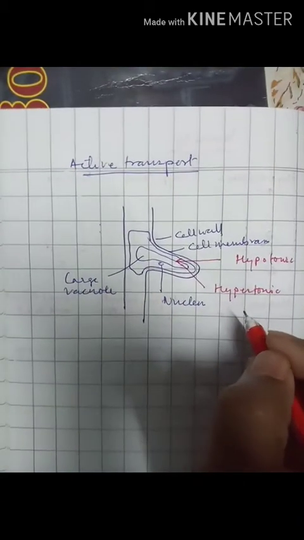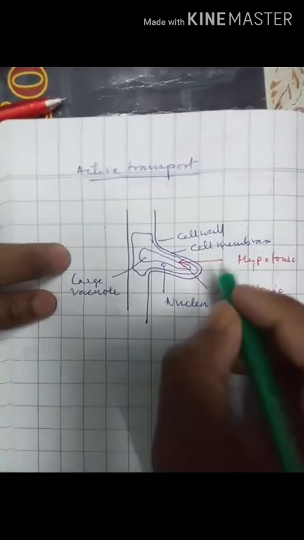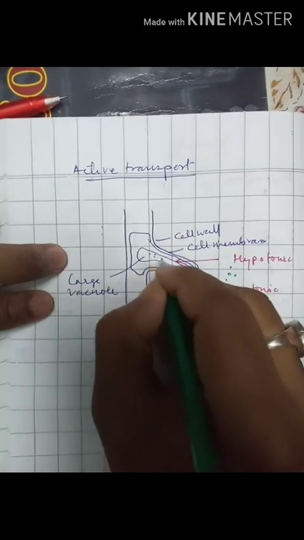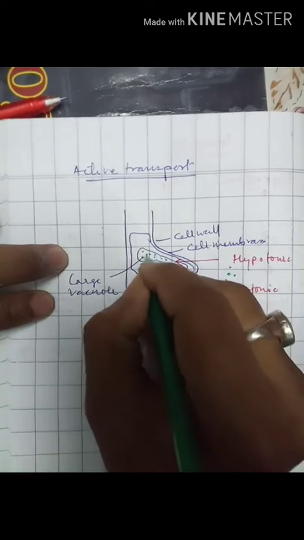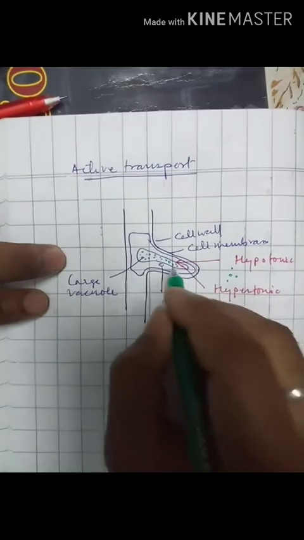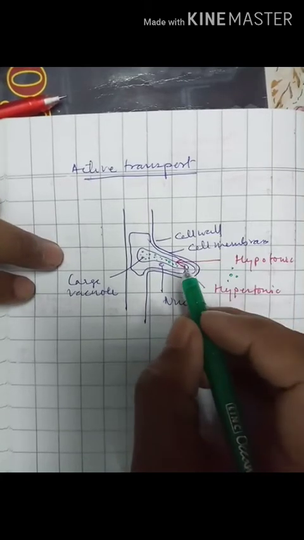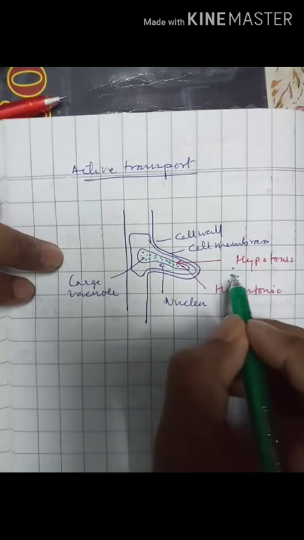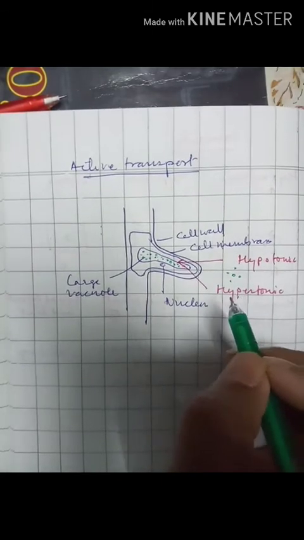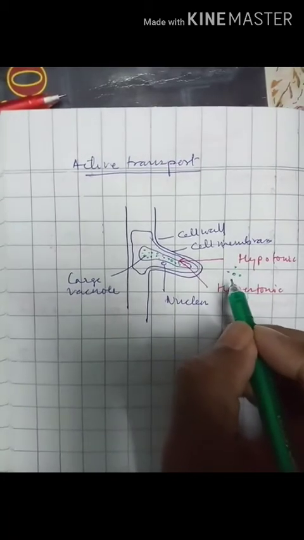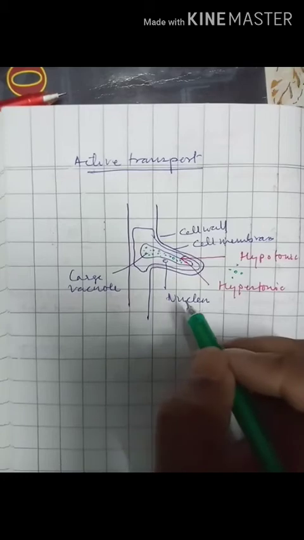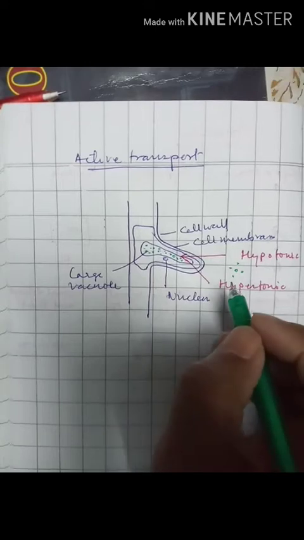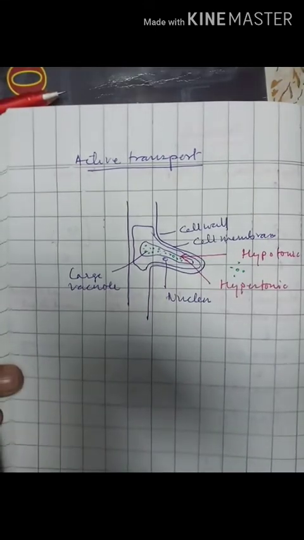But how are the minerals absorbed? Because mineral concentration is less in the soil and more in the vacuole, that is in the cell sap. There is more concentration of solute or mineral ions inside the cell compared to the outside, that is in the soil. And we know that no substance moves from a region of lower concentration to higher concentration. So how are the mineral ions absorbed from the soil by the roots of the plant?